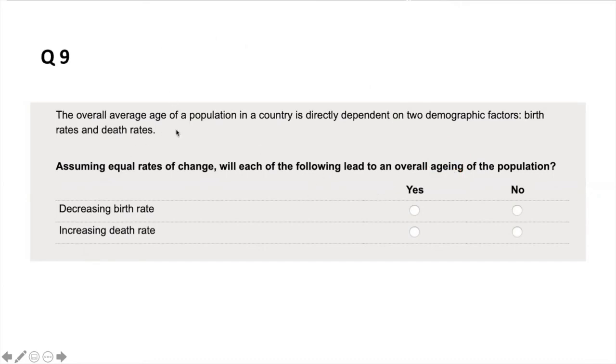So the overall age of a population in the country is directly dependent on two demographic factors, birth rates and death rates. Assuming equal rates of change, will each of the following lead to an overall aging? So what will lead to overall aging, living longer, raising that average age of a country? Would it be decreasing birth rate or increasing death rate? Let's talk about them for a moment.